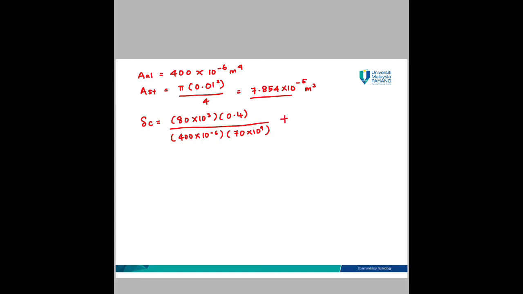plus segment CB, 80 times 10 power of 3 PCB. The length is 0.6 divided by area 7.854 times 10 negative 5. E is 200 times 10 power of 9. And then you can have the answer in meter because I use meter. If you would like to use millimeter, then you can use millimeter.